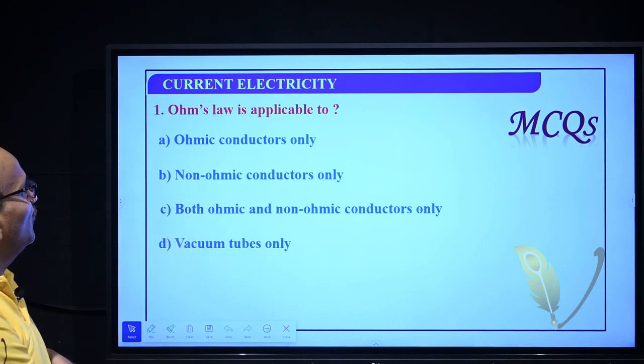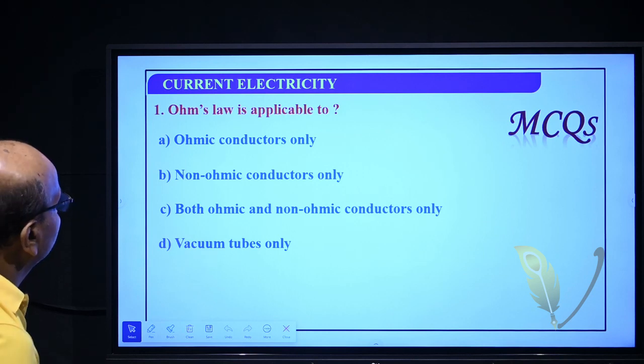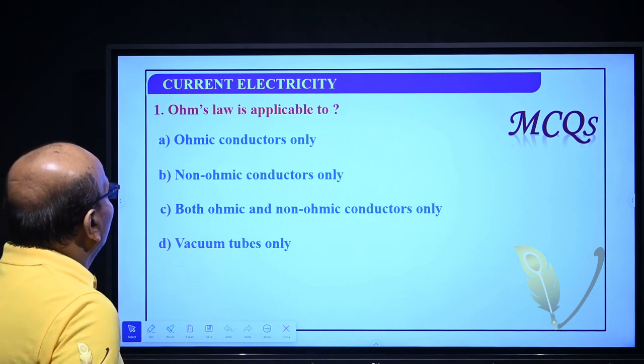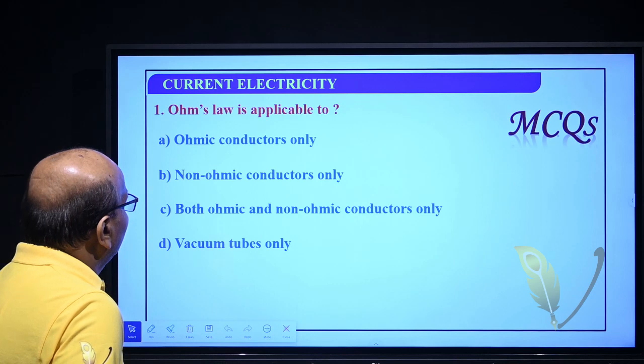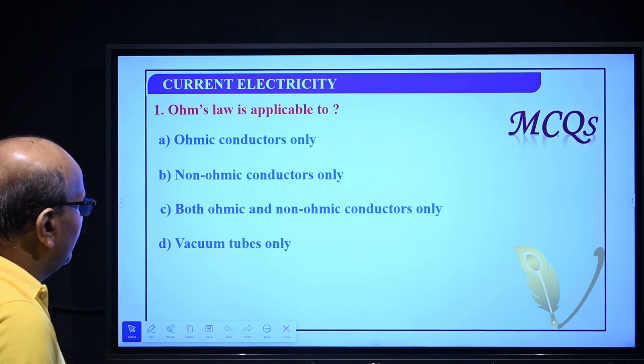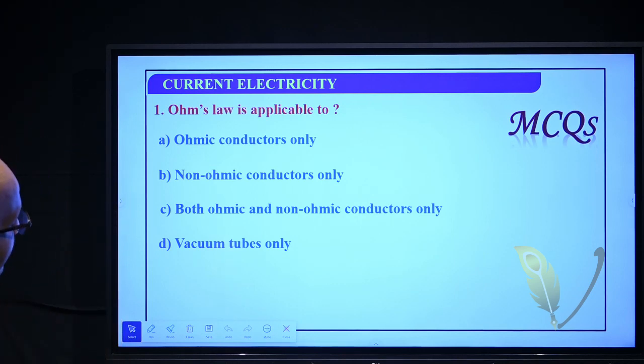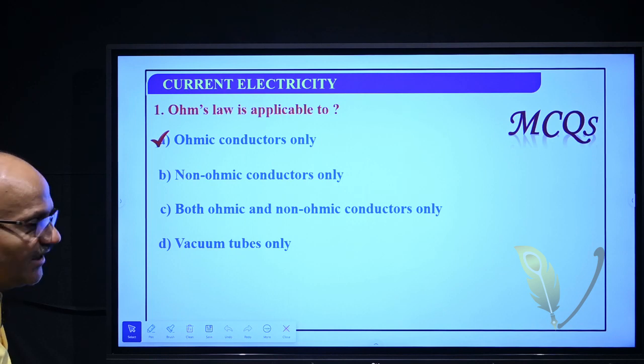First question: Ohm's law is applicable to, the options are ohmic conductors only, non-ohmic conductors only, both ohmic and non-ohmic conductors, and option D, vacuum tubes only. So, the correct option is ohmic conductors only. Ohmic conductor means a conductor in which current and voltage vary linearly, which means the graph is a straight line.